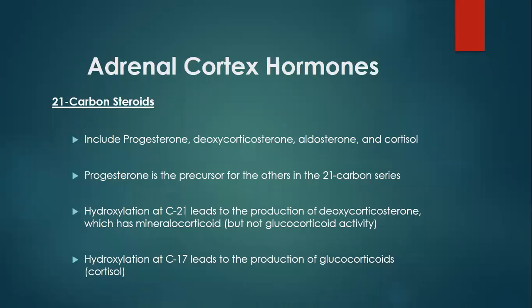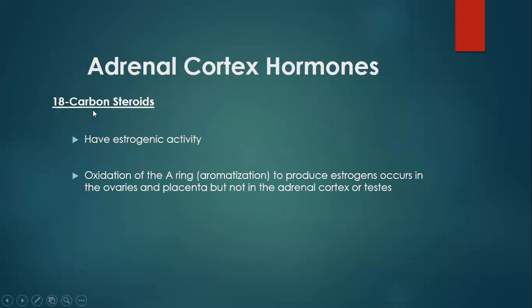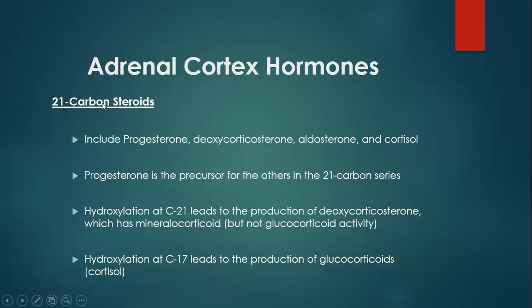Now, of the molecules that I've shown in the figure in the previous slide, we have what we call 21 carbon steroids, which are the steroid hormones composed of 21 carbons. We also have the 19 carbon steroids and the 18 carbon steroids. Now, the 21 carbon steroids include progesterone, deoxycorticosterone, aldosterone, and cortisol, wherein progesterone is the precursor for the others in the 21 carbon series.